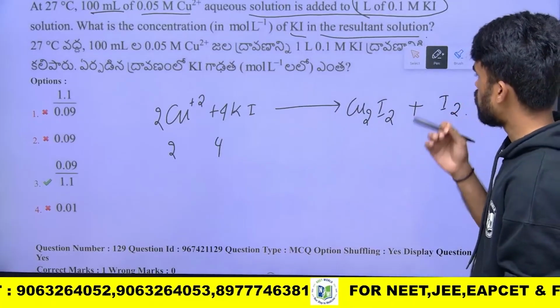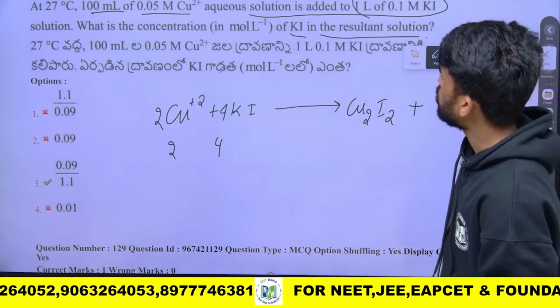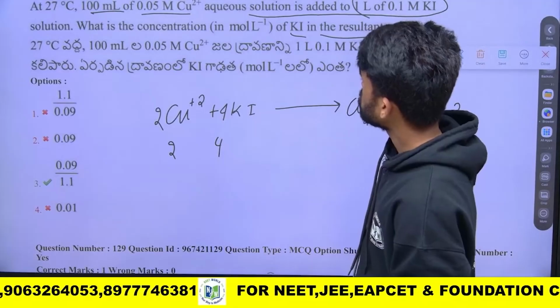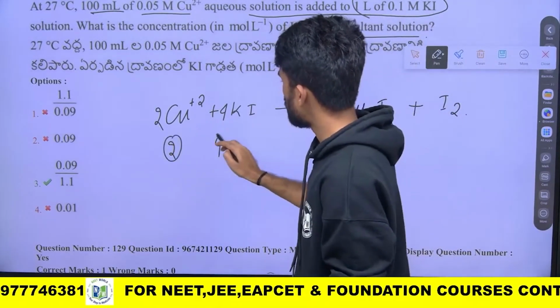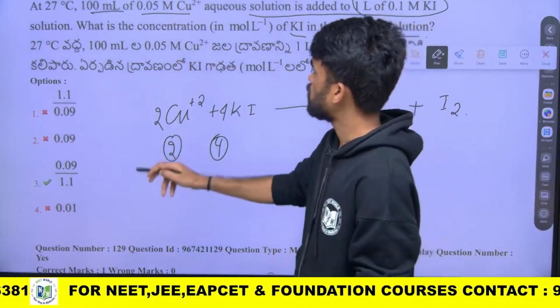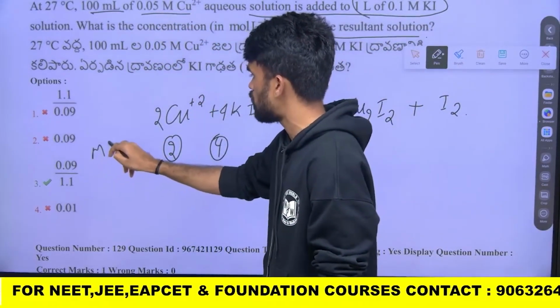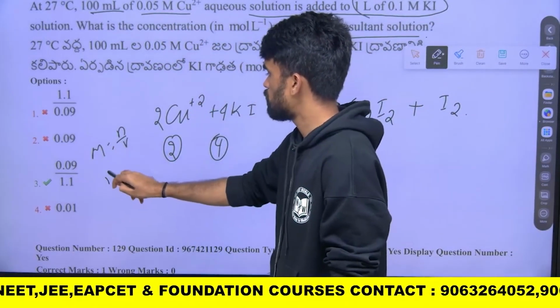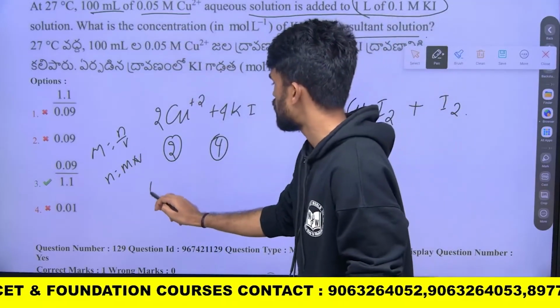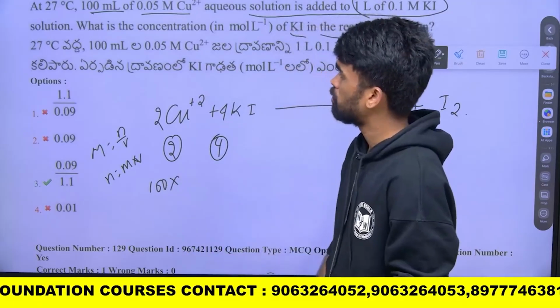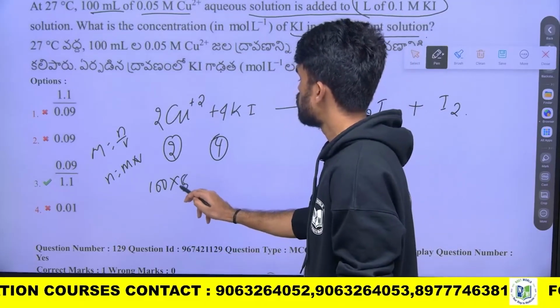Now what do we have? In the aqueous solution, 2 moles are required and 4 moles of KI. So how many moles have they given? The molarity formula is n by V, so the number of moles means M into V we can write. Those are given as 100 milliliters into 0.05.